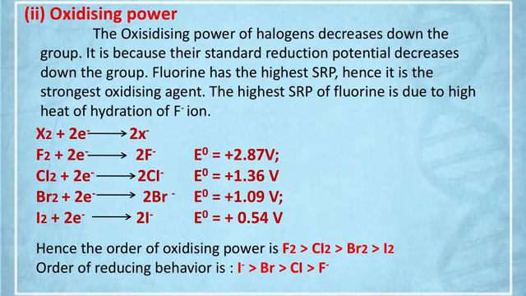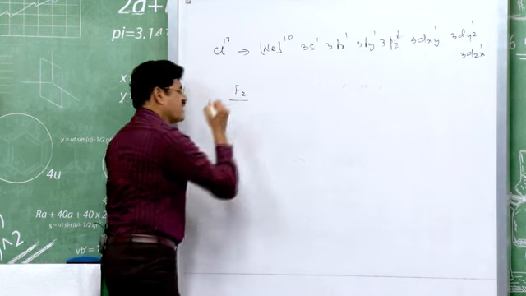Next chemical property is oxidizing power. Once again, a very important chemical property. The oxidizing power of halogens decreases down the group. I repeat, decreases down the group. The strongest oxidizing agent available in the universe is fluorine, F2. Why does it have the strongest oxidizing power? F2, the strongest oxidizing agent.